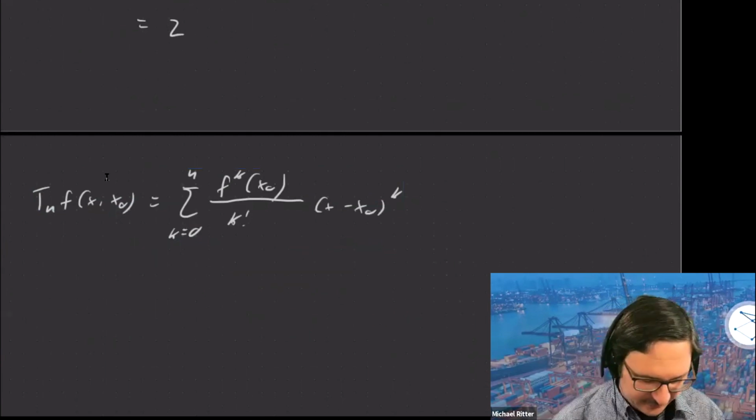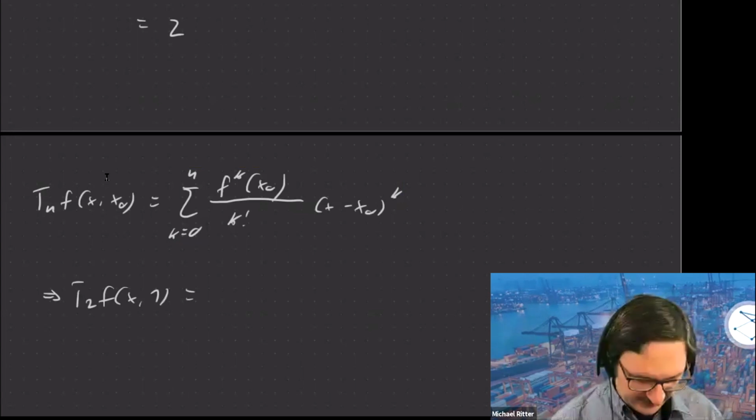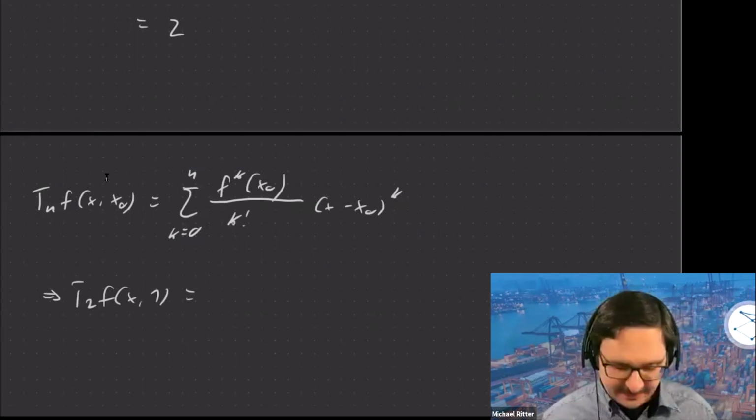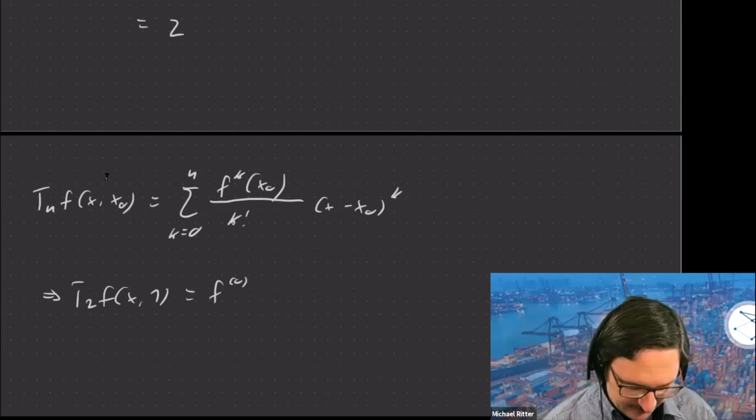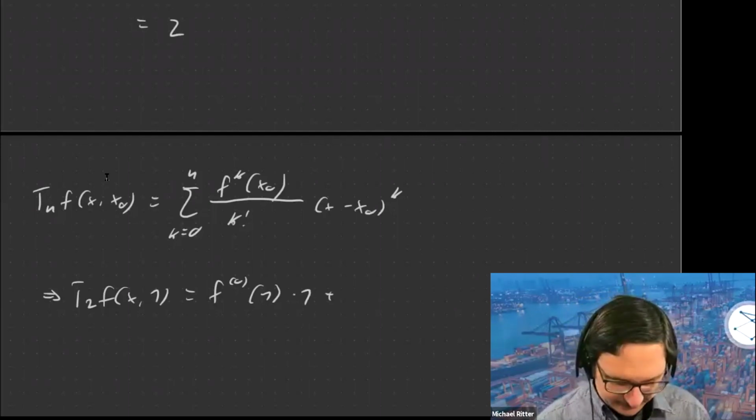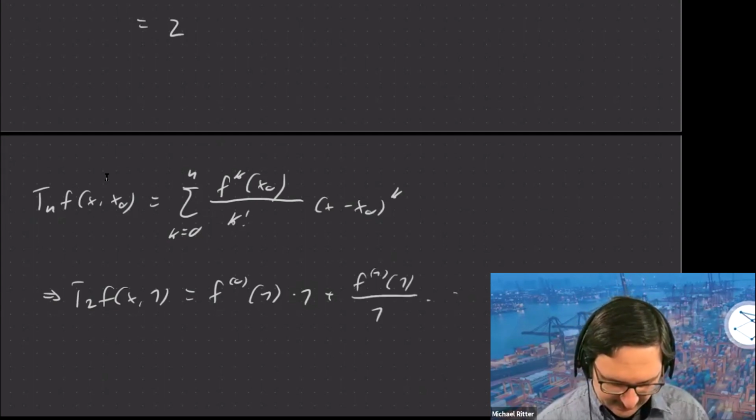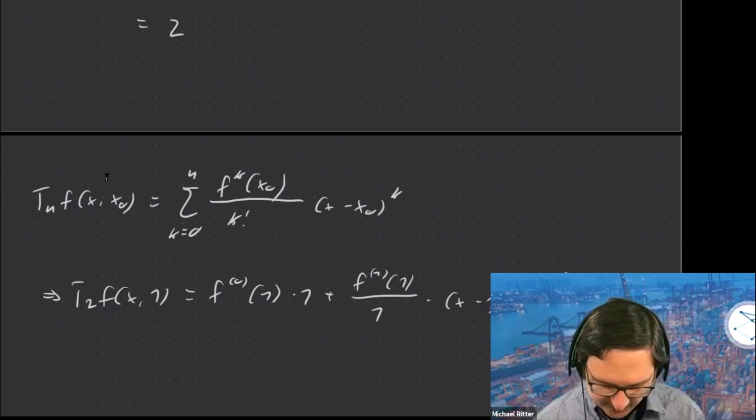So that's the general formula. That means RT2 is given by, well, we start with F0 add 1 times 1. Then we add F1 add 1 over 1 factorial, that's just 1, times x minus 1. And then we have F2 add 1 over 2 factorial times x minus 1 squared.